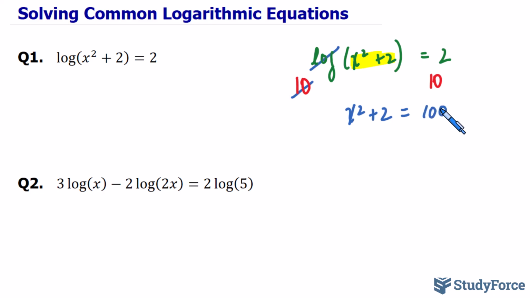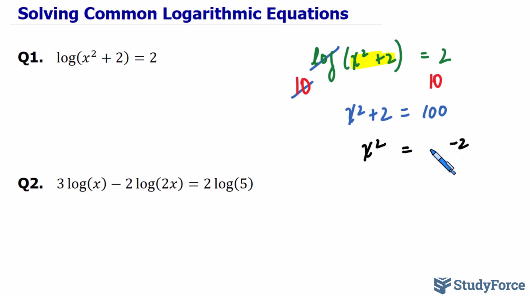Now, just so that you know, this technique works for all types of logs. So if the base were a 2, a 3, or whatever you can think of, you simply raise both sides of the equation as exponents to that base. Let's continue answering this. We need to solve for x squared. So I'll move this constant of positive 2 to the other side. We get 100, take away 2, and that amounts to 98.